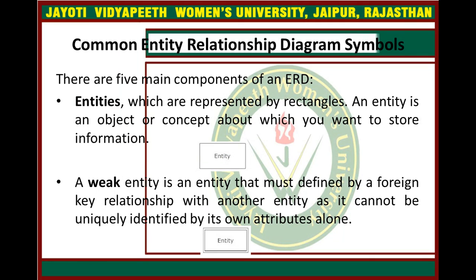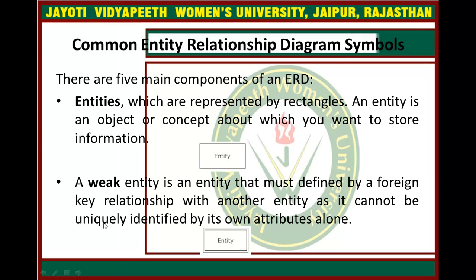The common entity relationship diagram symbols: there are 5 main components of an ERD. First is entities. Entities are represented by rectangles as shown in this slide. An entity is an object or concept about which you want to store information. So you have to store the entity in this rectangular box.